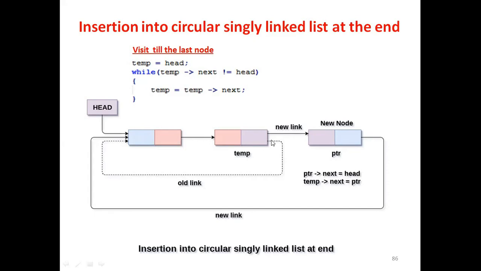And then what should be this field value? This field will store the address of ptr. We have to store the address of ptr, so how to write it? temp arrow next equals to ptr. Just this, it is done, okay. So this way you can insert a new node in the circular singly linked list at the end, okay. Any question? No sir.